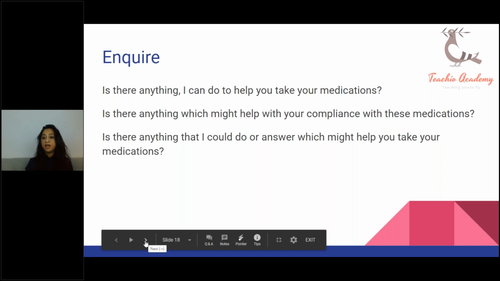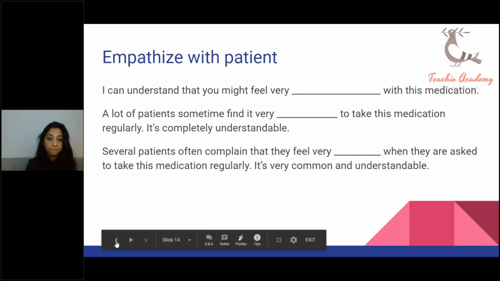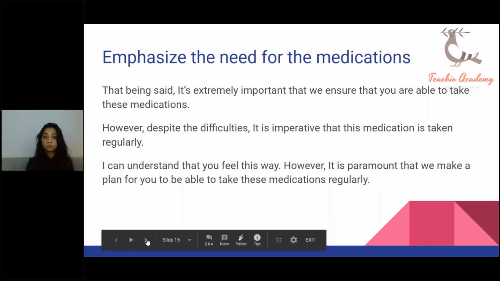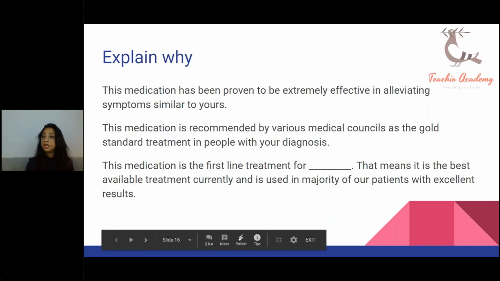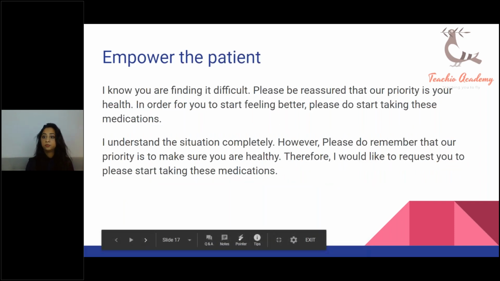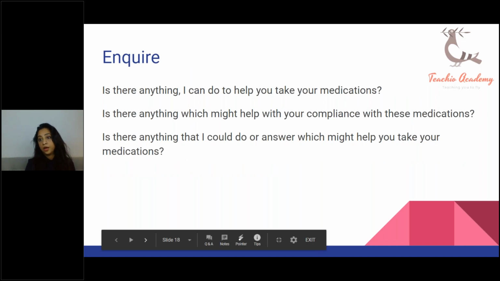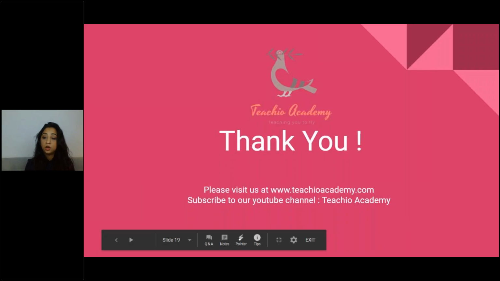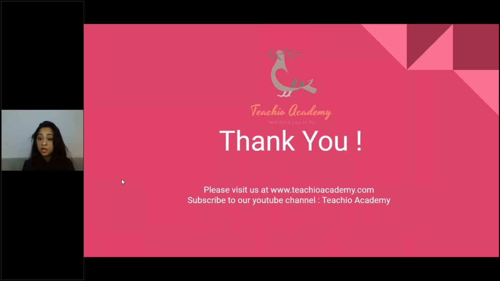So that was our 5E strategy, which was: empathize, emphasize, explain why, empower the patient, and inquire. So that was one difficult scenario which comes a lot in your OET speaking. I hope everyone's learned something new today, and they're going to go back and practice all of these techniques in their future OET speaking.